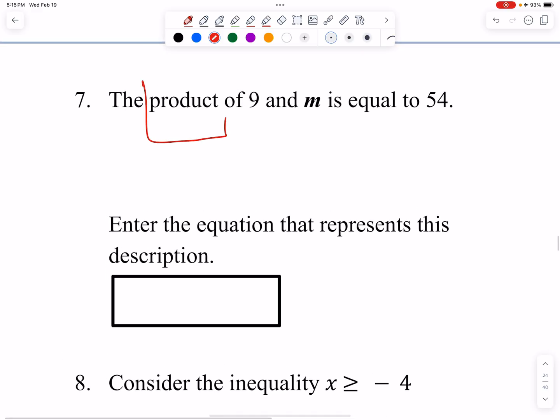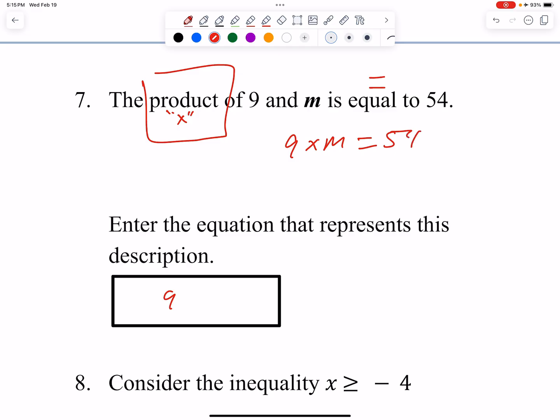The product, that means you are multiplying, of 9 and m is equal to 54. Okay, sweet. 9 times m is equal to 54. But it's weird to put an x, but it means multiplication. You know how that's where it gets weird, right, with variables. So I'm just going to leave it as 9m equals 54.